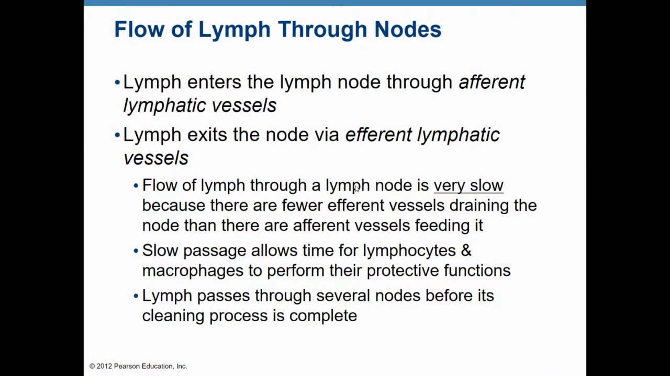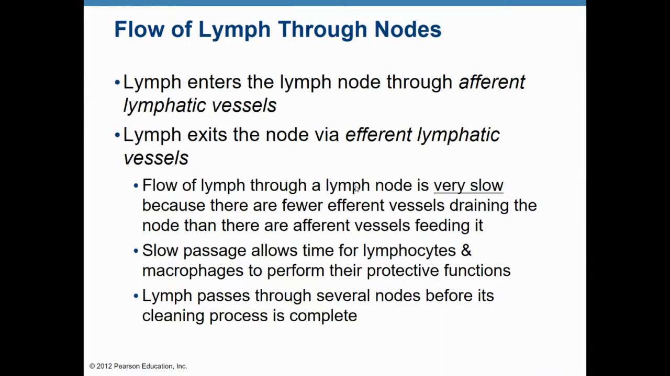So lymph is going to enter the lymph node through afferent lymphatic vessels, and then the lymph is going to leave the lymph node via efferent lymphatic vessels. Now, the flow of lymph through a lymph node is really slow, and that's since there are more vessels that carry lymph toward the lymph node and fewer that carry lymph away from the lymph node, it causes there to be a backlog of flow inside of the lymph node.